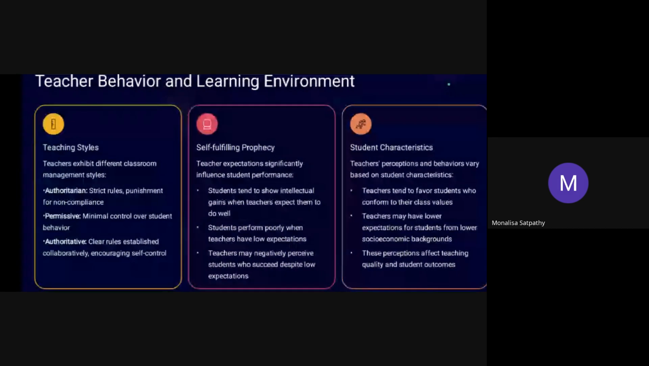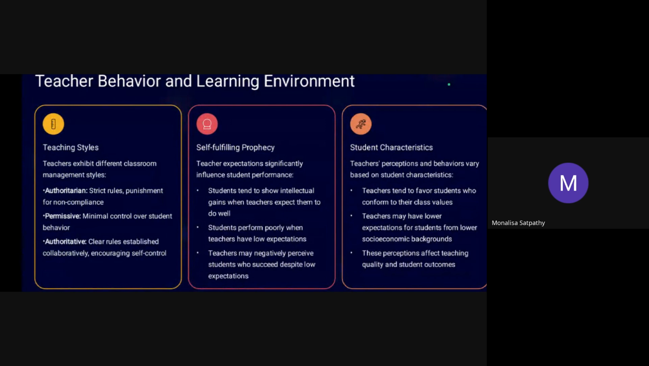Then another aspect of teaching or teacher's behavior is self-fulfilling prophecy. That is also another significant feature of a teacher. Teacher's expectation significantly influences the learning process or students' performance. And students tend to show intellectual gains when teachers expect them to do well. So teachers' expectations should be as per the level of the students. What we call self-fulfilling prophecy. Second, students perform poorly when teachers have low expectation, and teachers may negatively perceive a student who succeeds despite low expectation. So these are what we call prophecy.